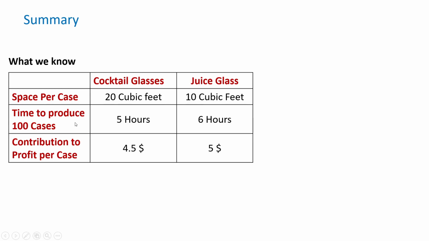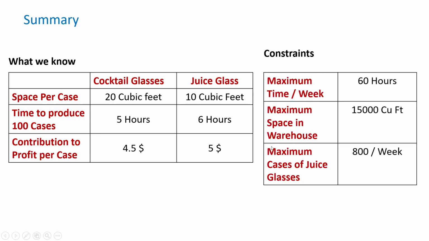The time it takes to produce 100 cases of cocktail glasses is 5 hours, and the time it takes to produce 100 cases of juice glasses is 6 hours, and the contribution per case for cocktail glasses is $4.5, and the contribution to profit per case of juice glass is $5. This is what we know about the constraints.